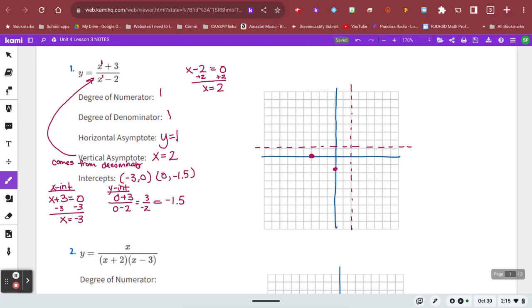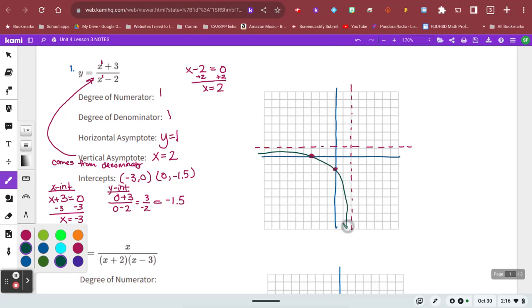All right, and then we're going to go ahead, and you can check with Desmos. I'm going to graph it, but it's going to come over here. It's going to touch those 2 points and then come down here. It's not going to touch our asymptotes, and then it will also come around here. All right.